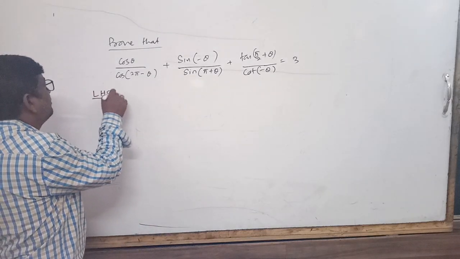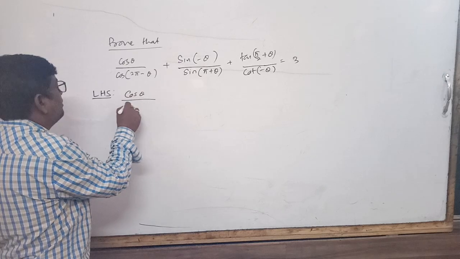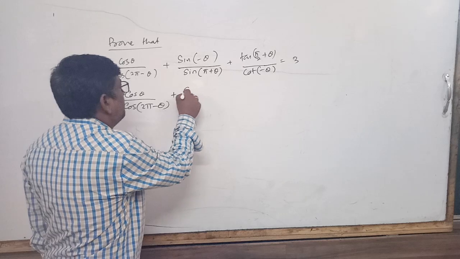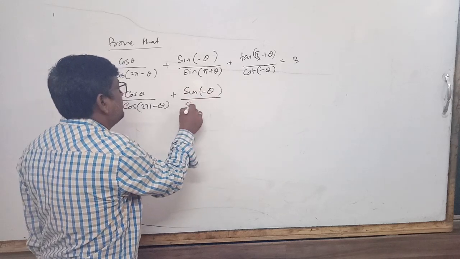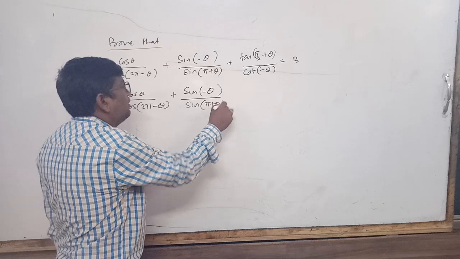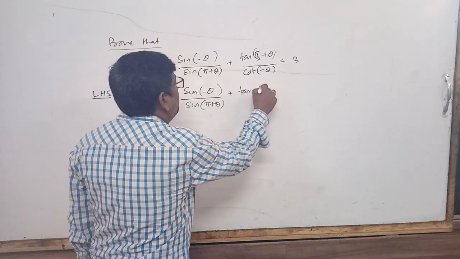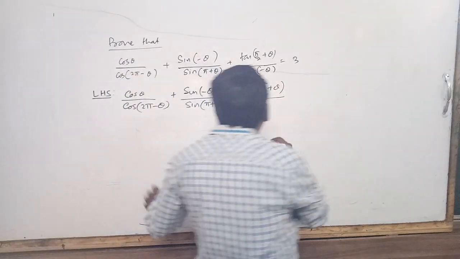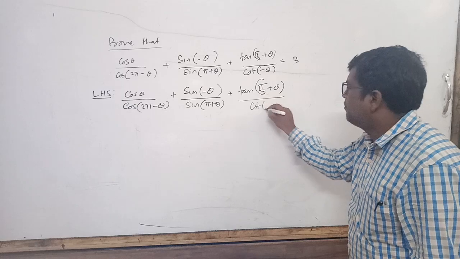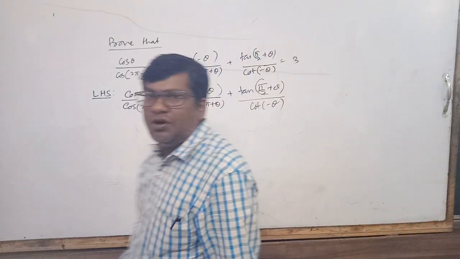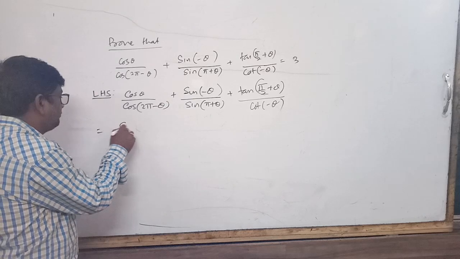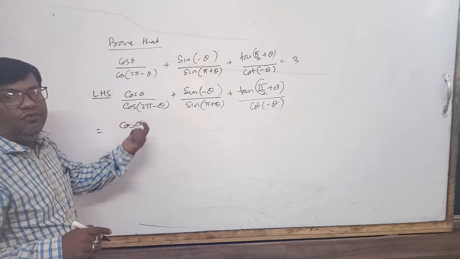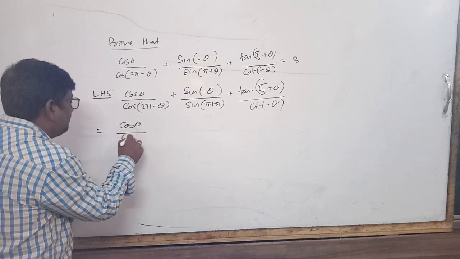Right hand side: cos theta divided by cos 2 pi minus theta, again sin of minus theta divided by sin pi plus theta, again tan pi by 2 plus theta divided by cot of minus theta. Cos theta divided by cos 2 pi minus theta: 2 pi minus theta lies in the fourth quadrant, so it is cos theta.